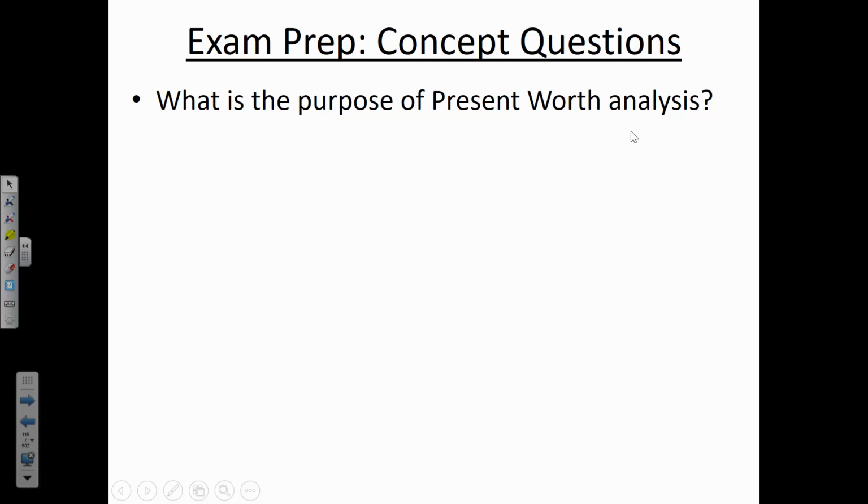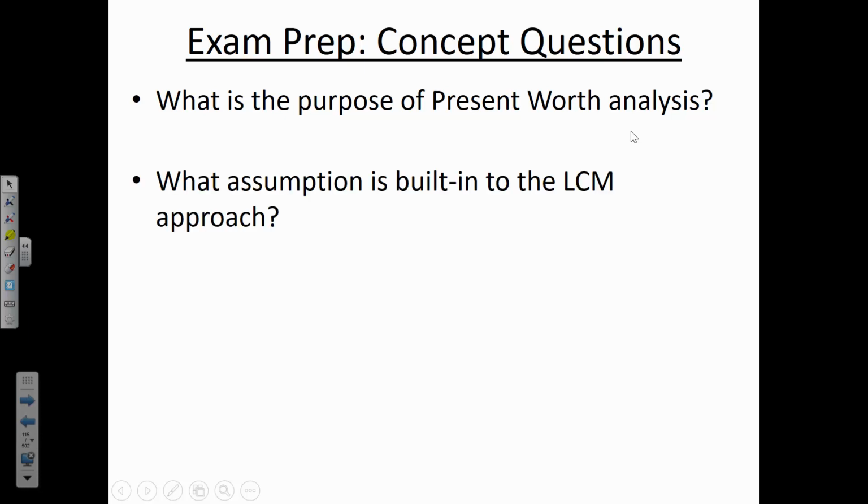And so maybe our decision criteria is choose the option that has the highest non-negative present worth. And if none of the options have a non-negative present worth, then you'd choose the do-nothing alternative, which is always implied. Okay. What about the assumptions that are built into LCM?